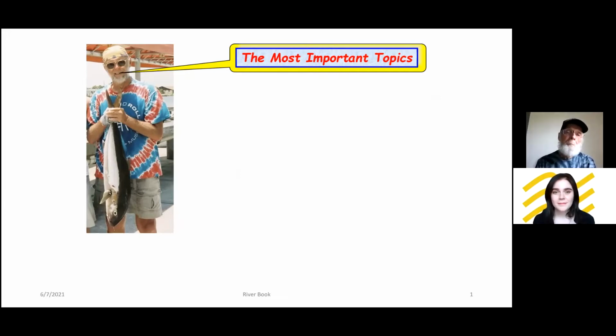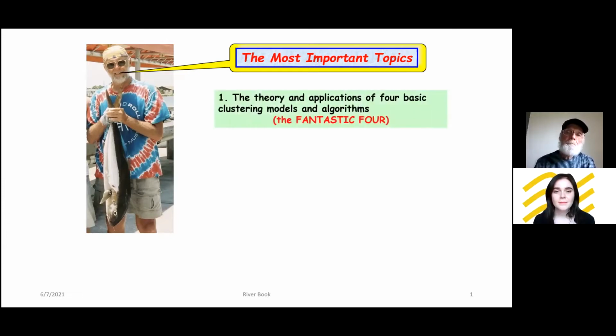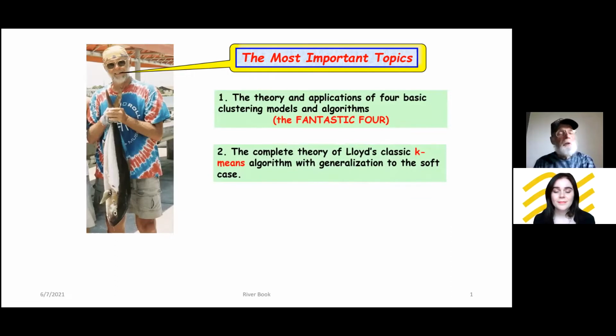The most important topics are these 4 things. We have the theory and applications of these 4 clustering models, which I call throughout the Fantastic Four. Secondly, there is a complete theory of Lloyd's classic K-means algorithm. This is not available in many places. Many people in machine learning use K-means and they don't know exactly what the underlying structure of it is. Probably the most important thing in the book. And its generalization to the soft case, the correct generalizations, all in there, theorems proved and everything.